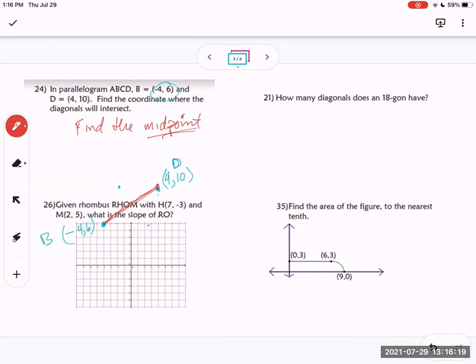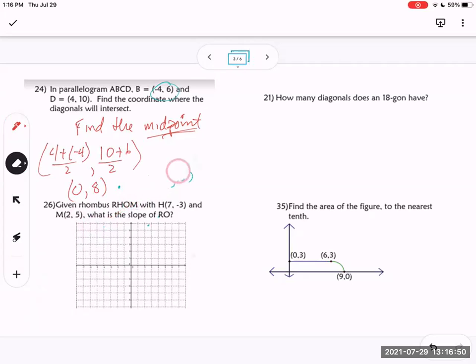So how do I find the midpoint of this? Well, the midpoint is going to be, I take the x's and add them together and divide by 2. So 4 plus -4 divided by 2, which is 0, and 10 plus 6 divided by 2, which is 8. So my coordinates are going to be 0, 8. Good. Questions about that, anybody?